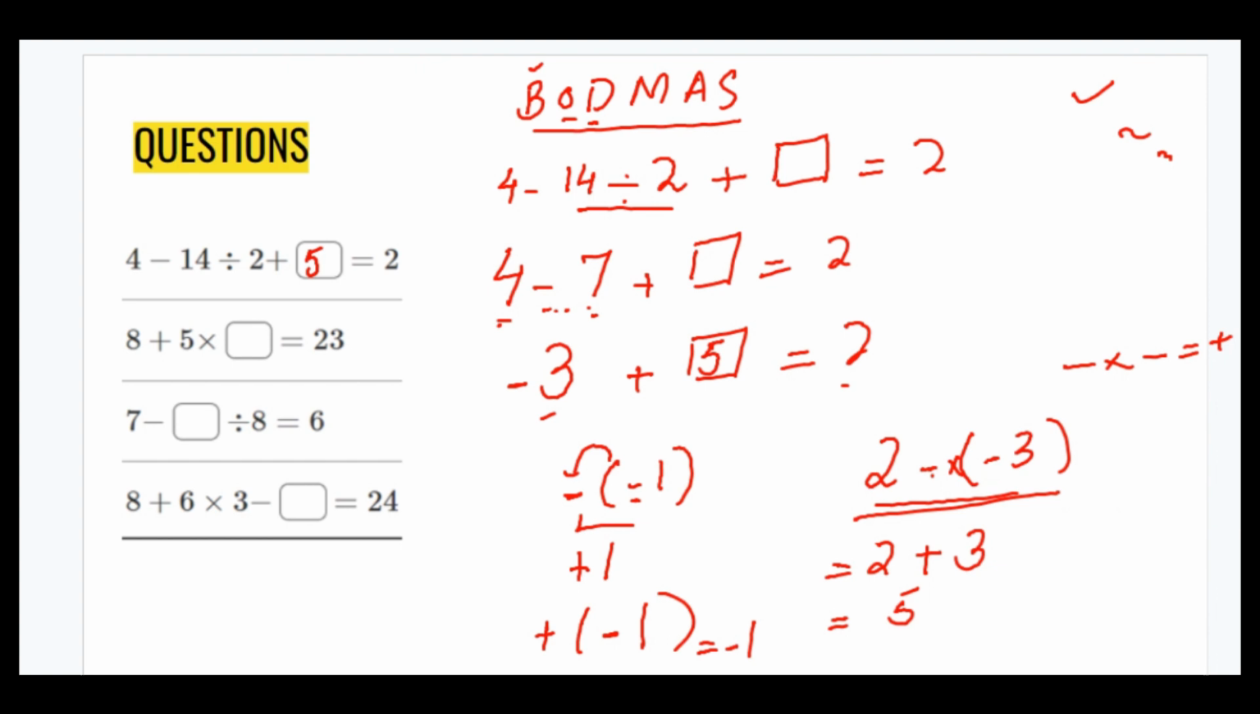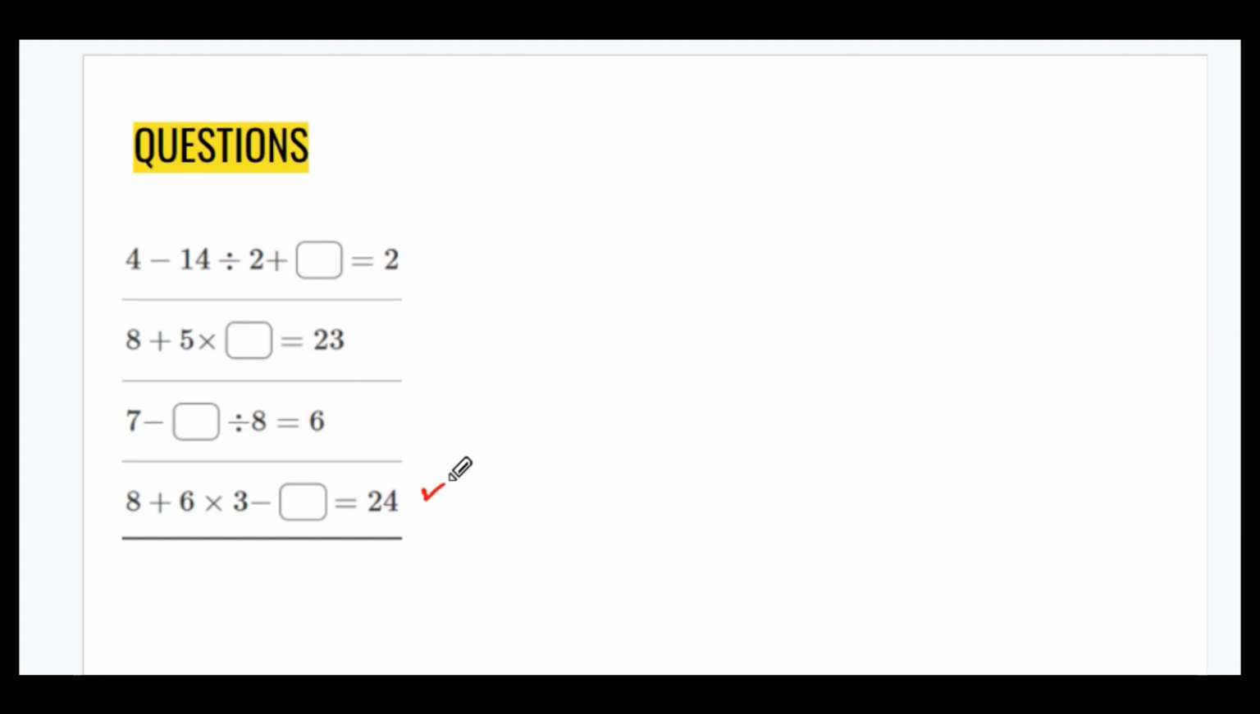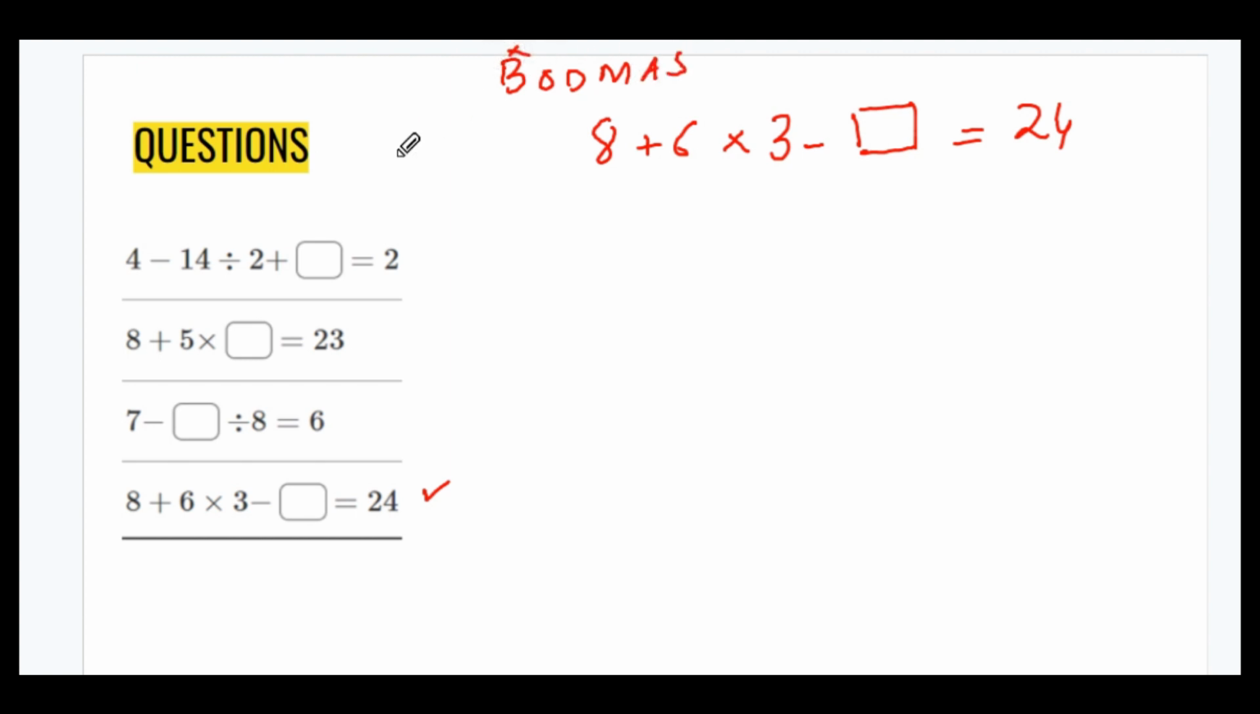Okay. Now let's do more questions. Let's do this one question. We have 8 plus 6 times 3 minus what number equals 24? Okay, writing my BODMAS over here, and I don't have any brackets, I don't have any orders, I don't even have division, but I do have multiplication. So let's solve this first.